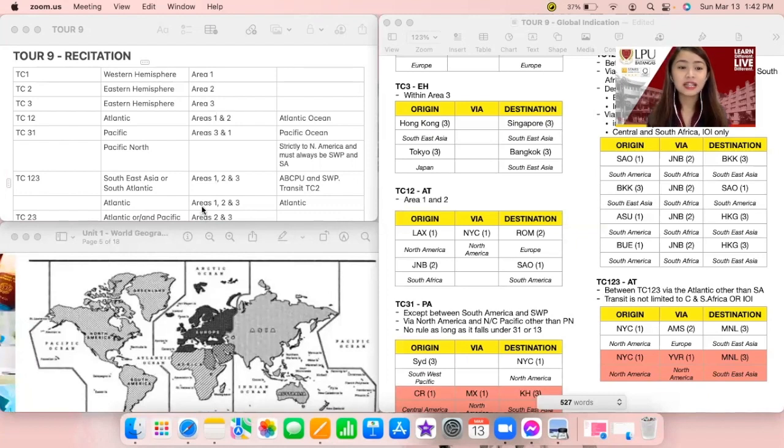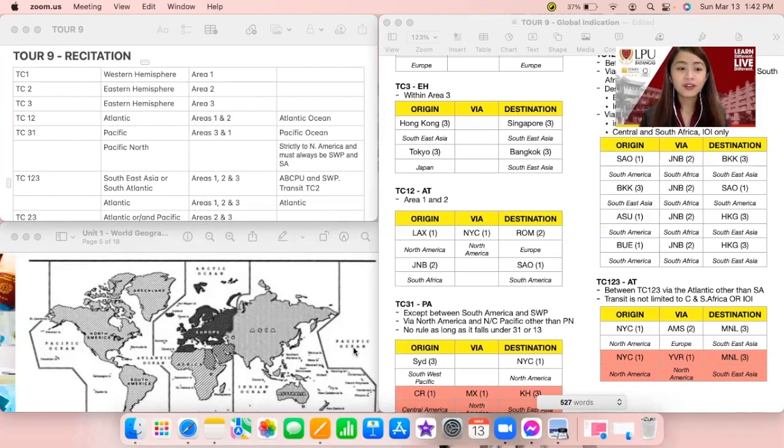So for TC3 and 1 or 1 and 3, Pacific. We have here PA and PN, right? So Pacific, Areas 3 and 1, all countries in Area 3 and Area 1. Then it passes through the Pacific Ocean. Okay? It does not pass through Area 2, not the Arctic Ocean, not the Atlantic Ocean or Indian Ocean. It only passes through the Pacific Ocean, or that is its middle.